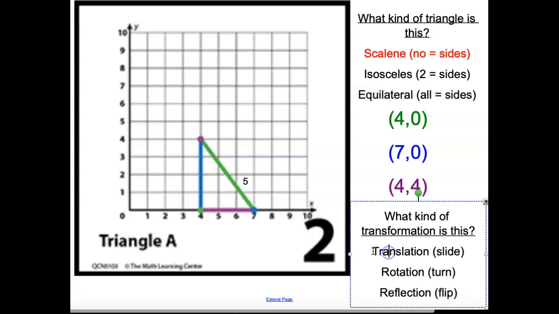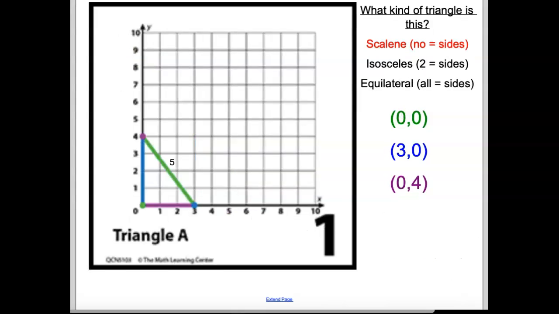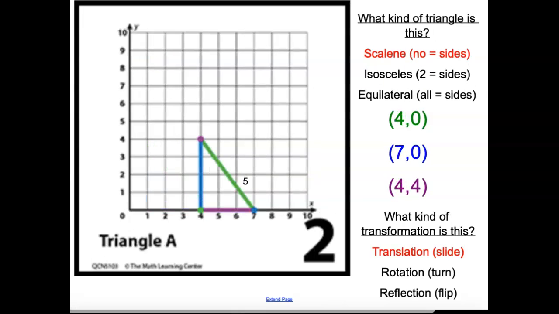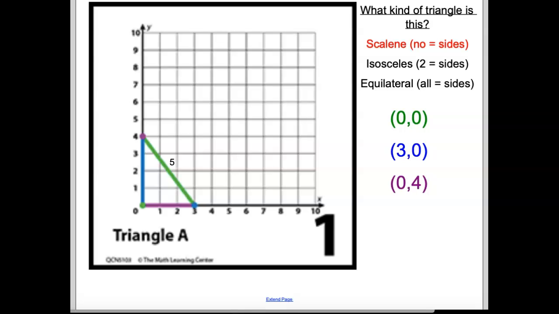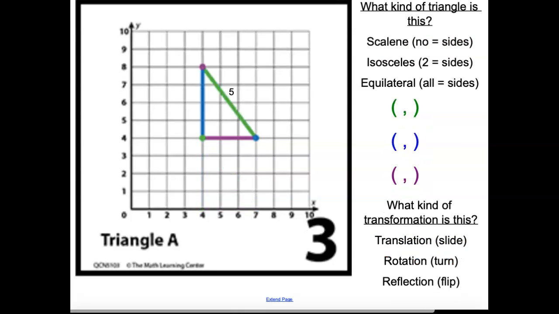If you said slide, you are correct. We see a translation here because our triangle moved 4 to the right. He moved 4 spaces to the right. You can see that because our blue line is 4 spaces over from where it originally was. All right, let's keep going.